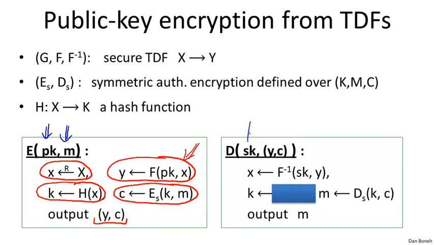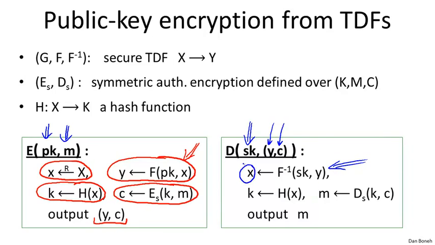Well, the decryption algorithm takes a secret key as input and the ciphertext. The ciphertext itself contains two components, the value Y and the value C. So the first step we're going to do is apply the inverse transformation, the inverse trapdoor function, to the value Y, and that'll give us back the original X that was chosen during encryption. So now let me ask you, how do we derive the symmetric decryption key, K, from this X that we just obtained?